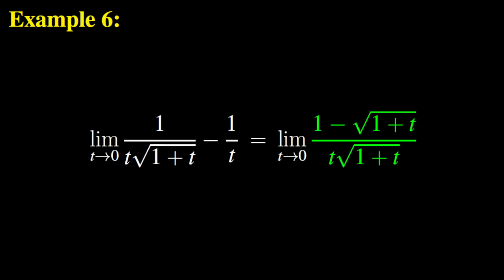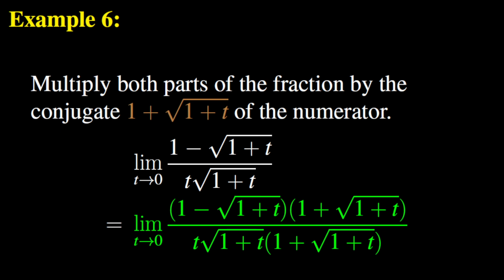We start our analysis by reducing the fractions to a same denominator. This is done by multiplying both the numerator and denominator of the second fraction by the square root of 1 plus t. In order to simplify the expression, we multiply both parts of the fraction by the conjugate of the numerator, which is 1 plus square root of 1 plus t. Thus the new expression is 1 minus square root of 1 plus t times 1 plus square root of 1 plus t divided by t times square root of 1 plus t times 1 plus square root of 1 plus t.